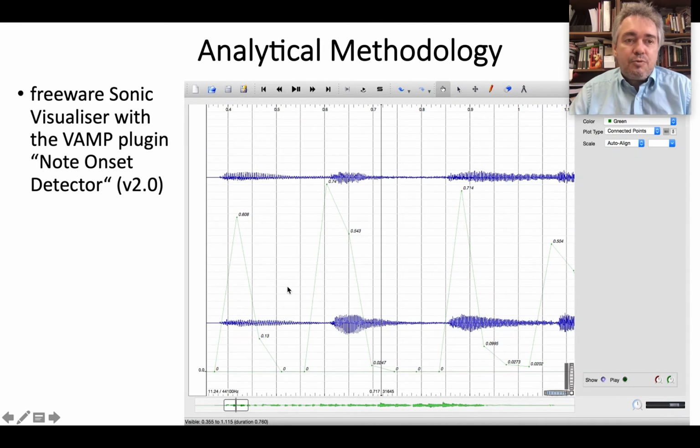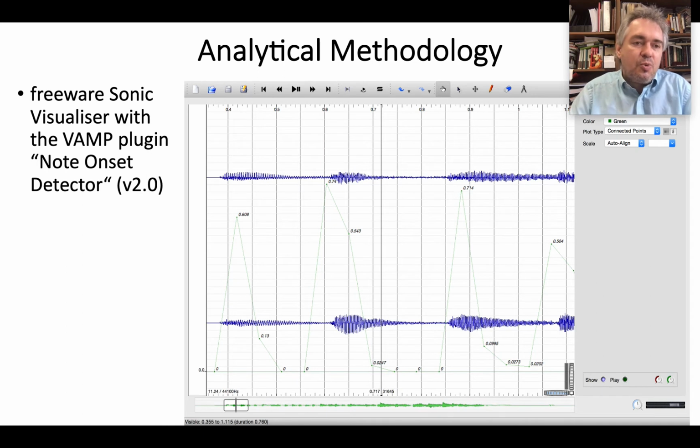I chose the freeware Sonic Visualiser. Note the British spelling of it because it's a British program. So you can just Google it and you will find it online. It's free. And then there are Vamp plugins, and there are many available.